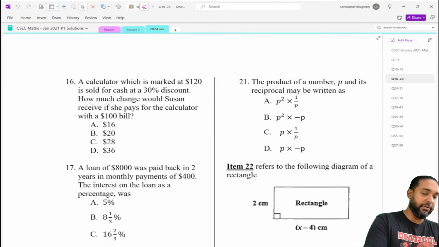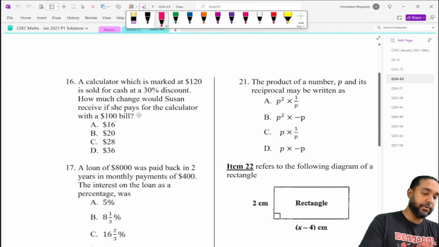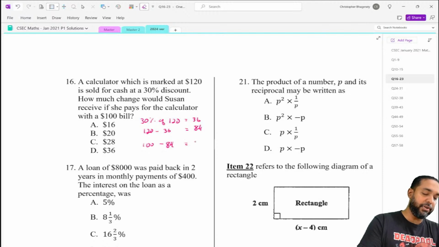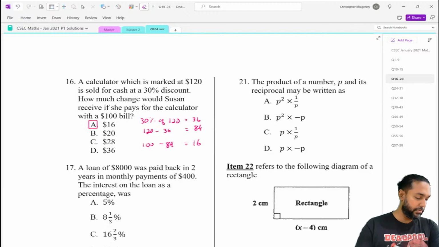So let's double check that, right? 30% of 120 is equal to 36. 120 minus 36 is 84. And if you pay with a $100 bill, 84 from 100 is 16. So 16 is the amount of change you would get.